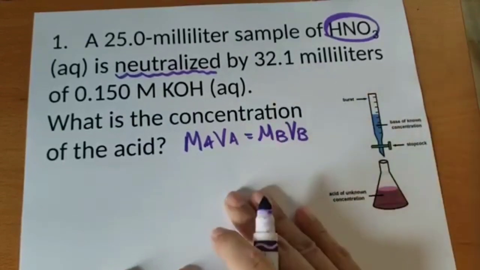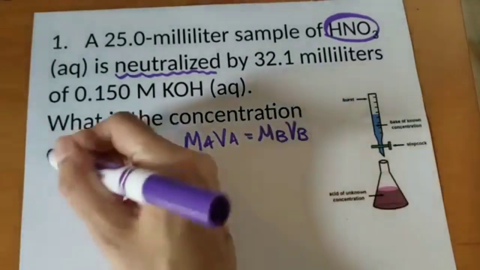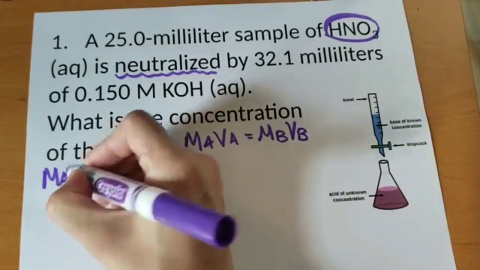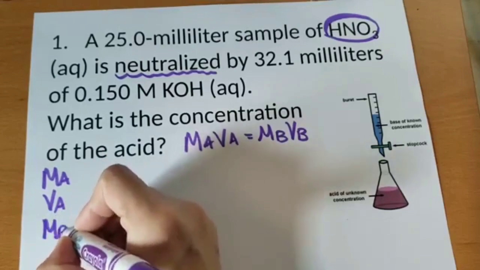Since I'm going to use the titration formula, I'm going to write down my formula, and I'm also going to write down a variable table so I can list the values of the variables that I know and that I'm looking for.